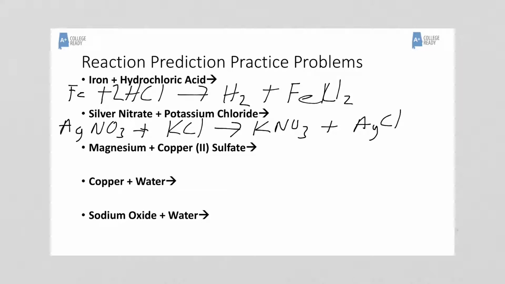We check our solubility rules. All potassium compounds pretty much are soluble. All nitrates are soluble, so that one's aqueous. And we see that most chlorides are soluble, but the ones with silver are not, which means that silver chloride is going to form a precipitate, a solid. So this reaction does happen. We need to make sure that it's balanced. It is balanced as written. So this is a double replacement reaction between two salts.